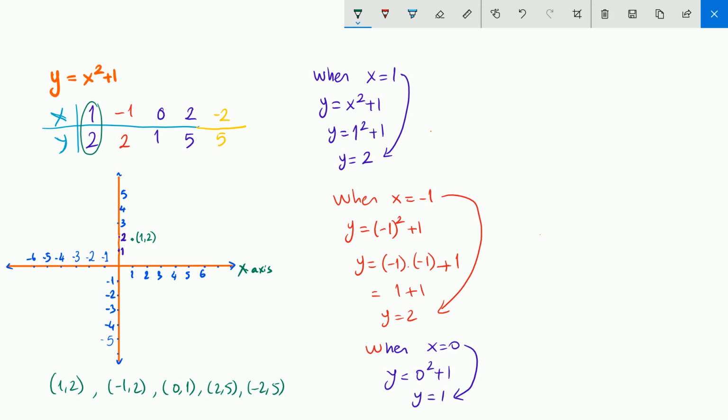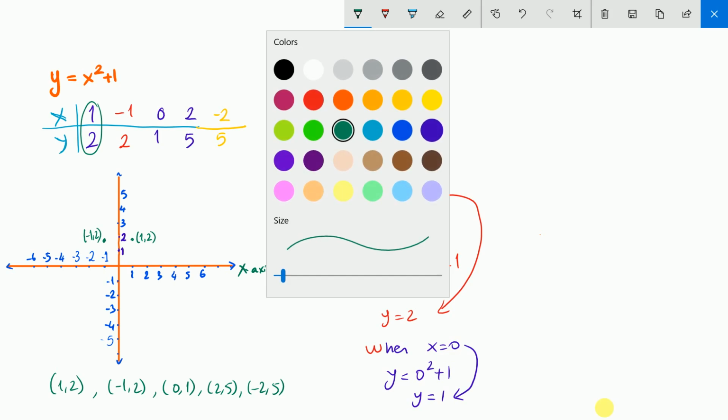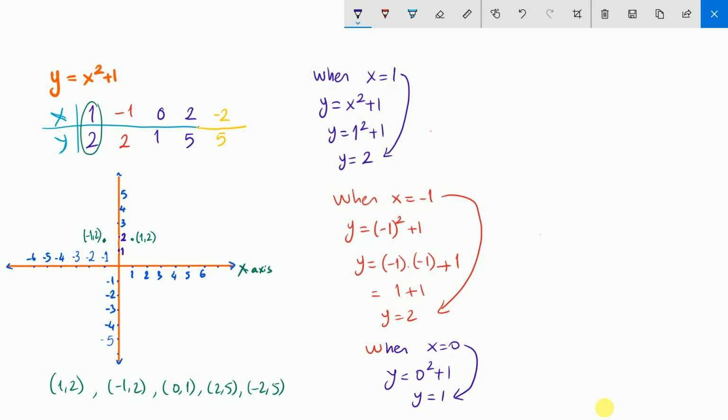What about the second point? Second point is minus 1 and 2. So on x-axis, I'm going to move my finger up. The point is here. It is minus 1 and 2. What about the third point? Third point is 0 and 1. Put your finger on x-axis, and you just show this point is your third point, which is 0 and 1.